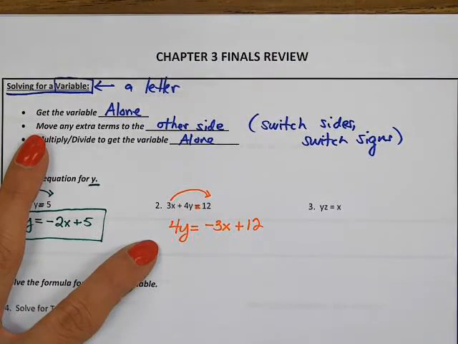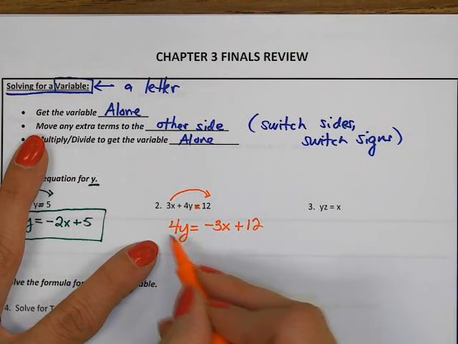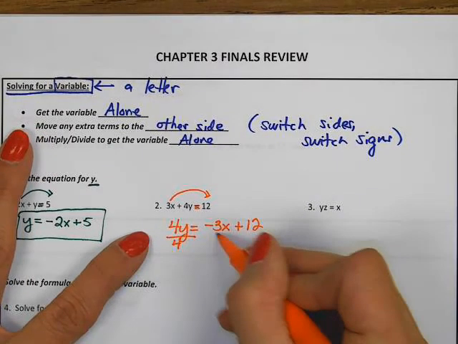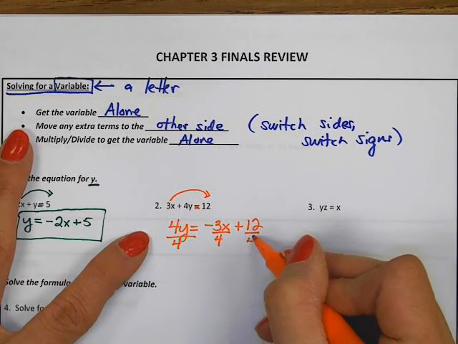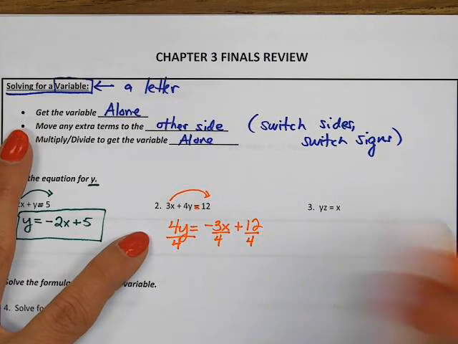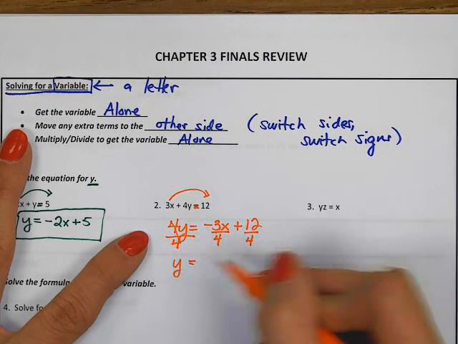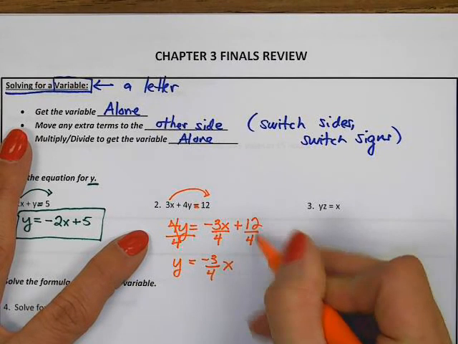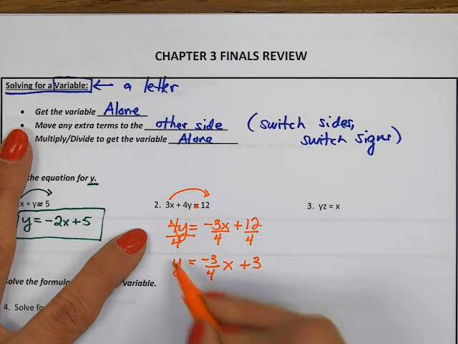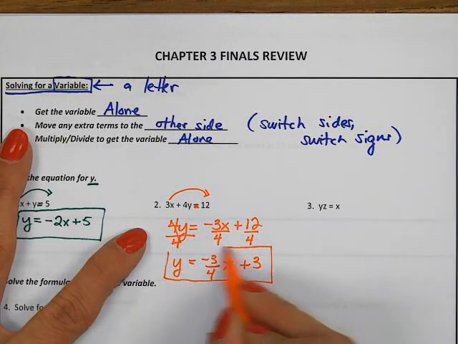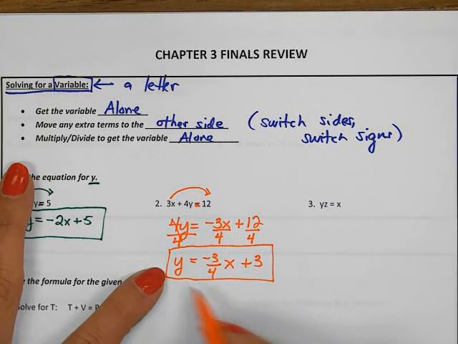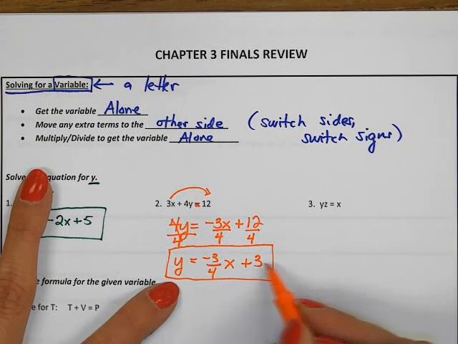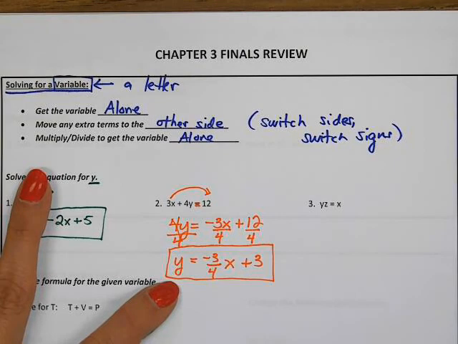Is y alone yet? Not really. It's being multiplied by 4. So now I'm going to do the opposite and divide all terms by 4. Okay, so now we have y equals negative 3 over 4x. 12 divided by 4 is 3. So way back in Chapter 3, you probably didn't even realize that you were getting ready to graph. The slope of this line is negative 3/4. It's going downhill, and the y-intercept is 3.